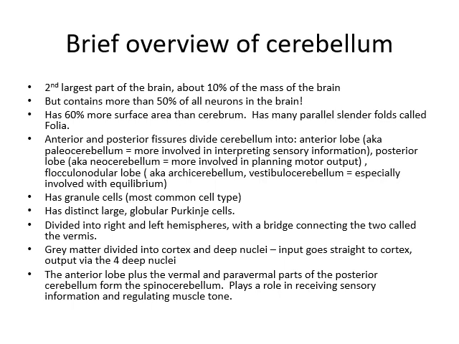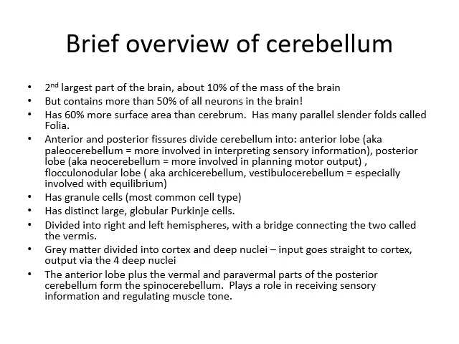And there are some fissures in the cerebellum. There's an anterior and a posterior fissure, and they divide it into three lobes. The anterior lobe, sometimes called the paleocerebellum, the old cerebellum, seems to be more specialized for interpreting sensory information. The posterior lobe, or the neocerebellum, the new cerebellum, seems to be more involved in planning motor output.